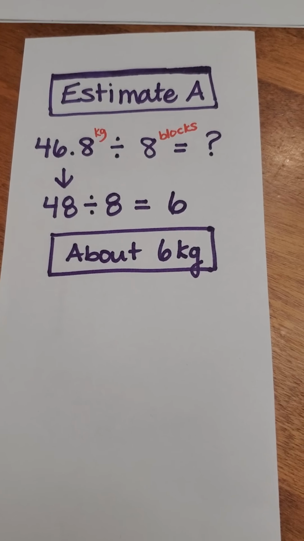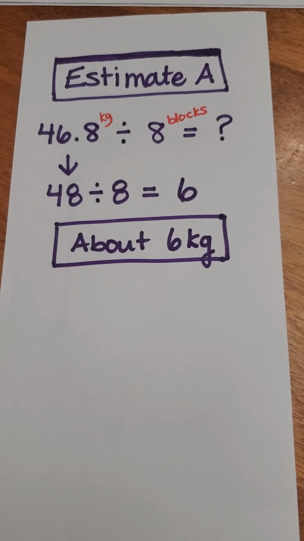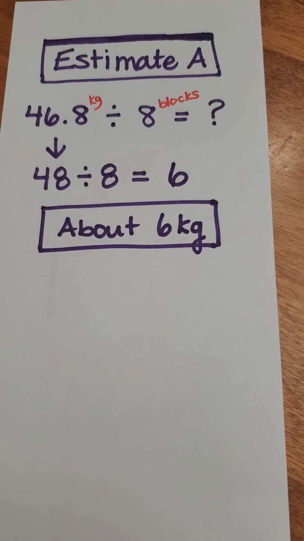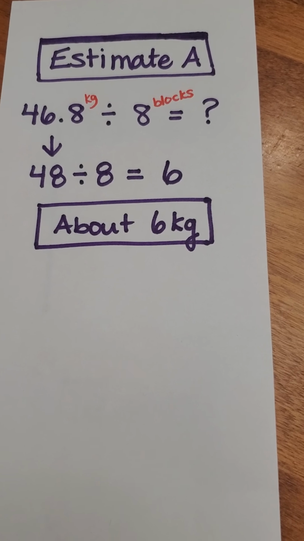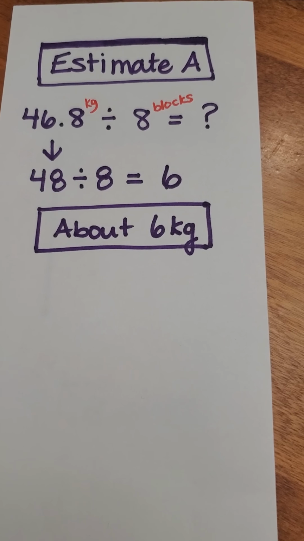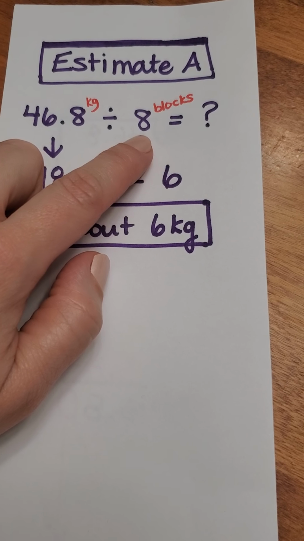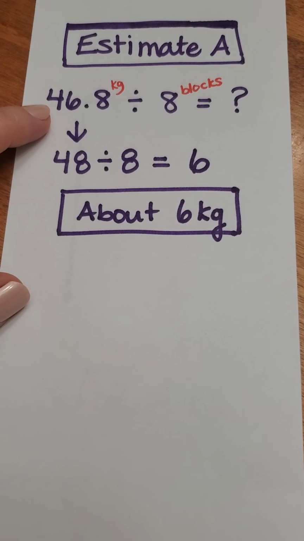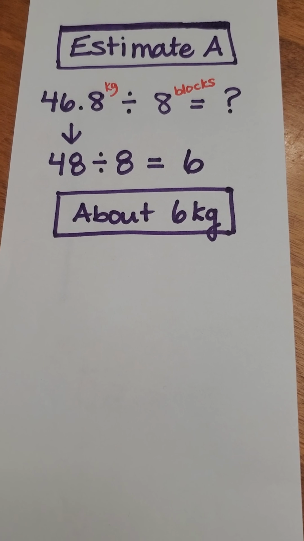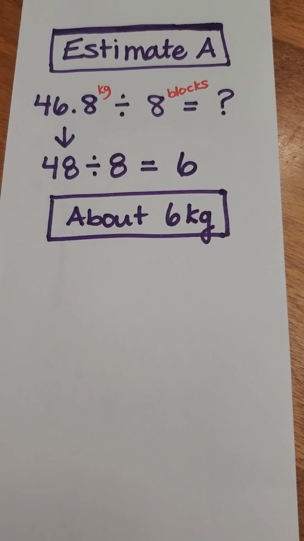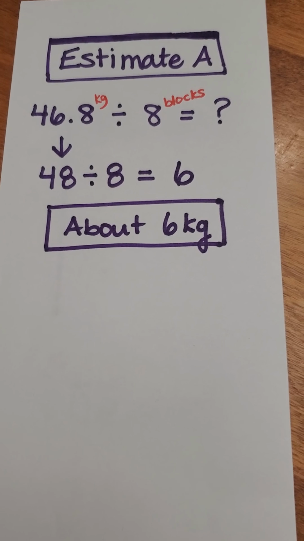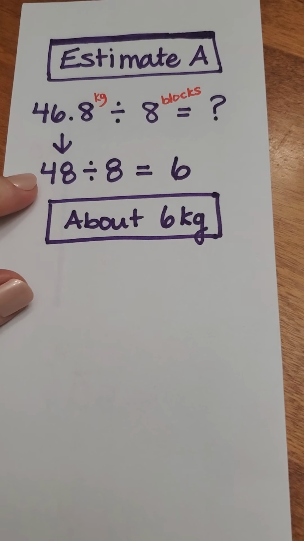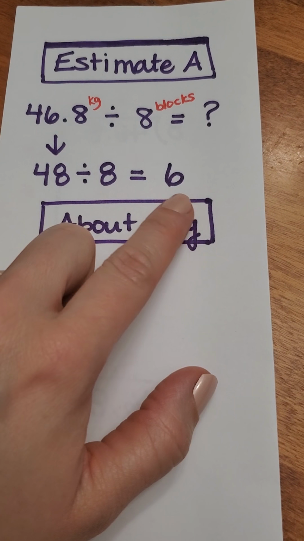When we're usually rounding numbers, we go to the nearest whole number. But when it comes to estimating in division, what you're actually going to do is try to find a multiple of your divisor. So 46 is not divided evenly by 8. If you count by 8, you're not going to get to 46. But you will get to 40 and 48. So 48 is close. So 48 divided by 8 is 6.